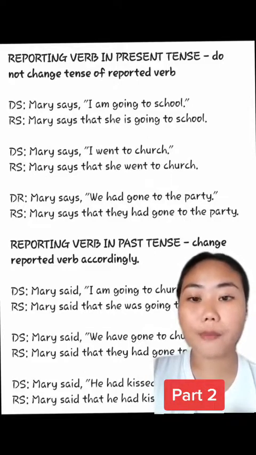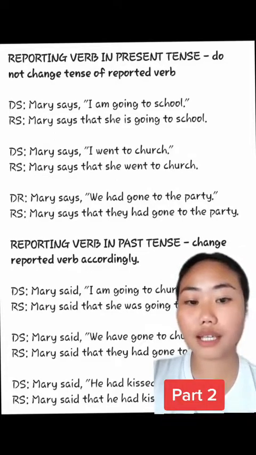Second example, Mary says, "I went to church." Says there is present, that means that we will carry on with the verb tense of our reported verb. We say Mary says that she went to church. Third example, Mary says, "We had gone to the party." So for our reported speech, we say Mary says that they had gone to the party. Same verb tense, had gone. And then we change pronoun we to they.